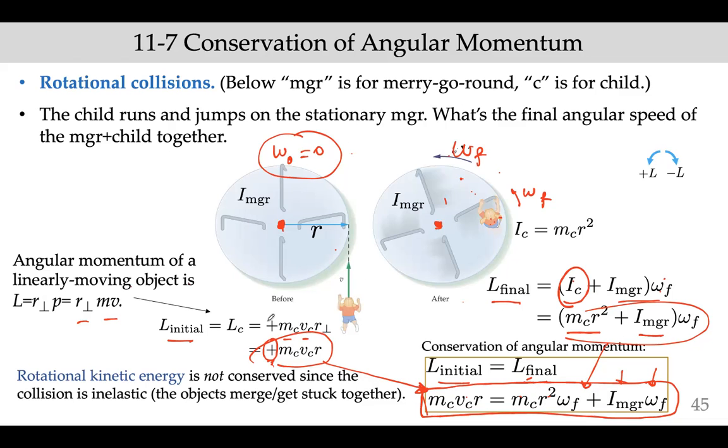So we can ask again the question here: is the rotational kinetic energy conserved? Well, it's not conserved here, because even though angular momentum is conserved, rotational kinetic energy is not. This is an inelastic angular collision, because they collide, basically they stick together, they become one object here. So that means it's inelastic, and the rotational kinetic energy is not conserved.